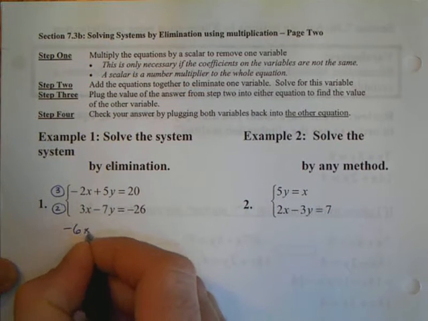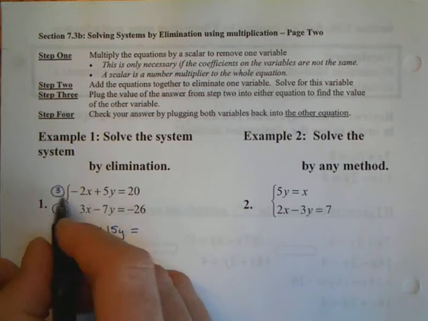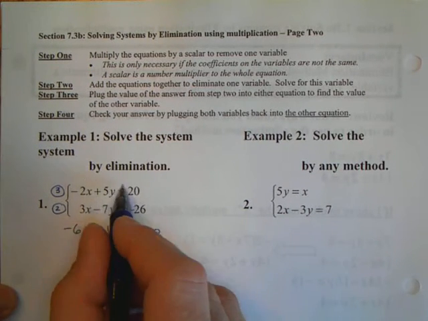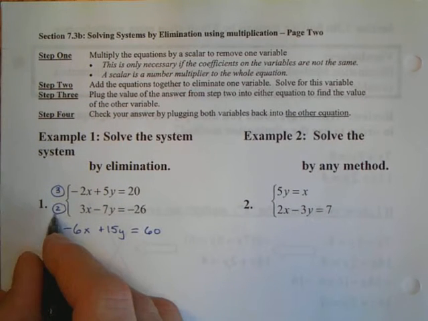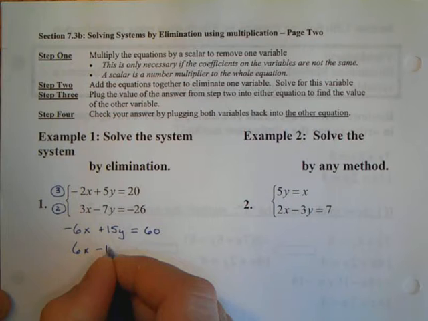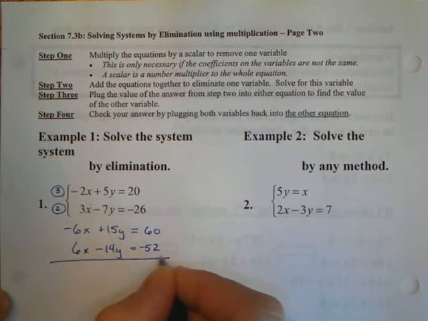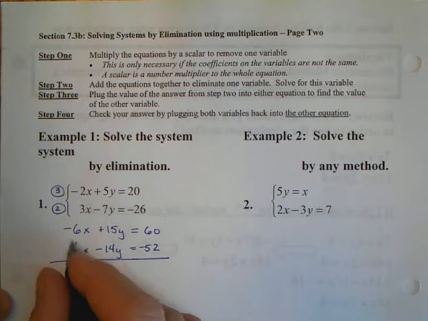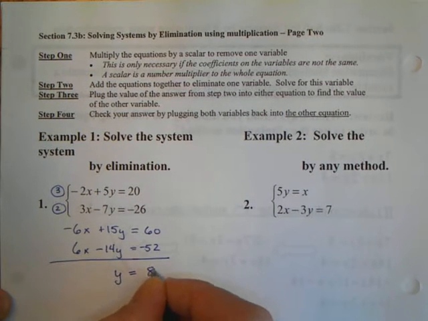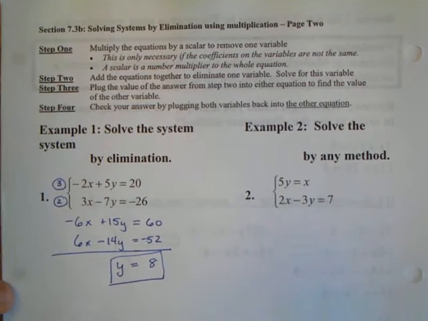So 3 times negative 2 is negative 6x, 3 times 5y is 15y, remember to distribute, and 3 times 20 is 60. A very key idea is distributing to all three of those parts. 2 times the next equation becomes 6x minus 14y equals negative 52. I now look at this vertically and I add it up. The x's are dropping out, and we only have one y left, and 1y equals 8. Very simple to start with.